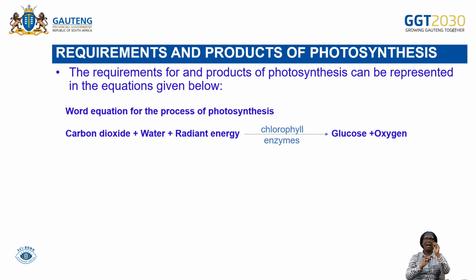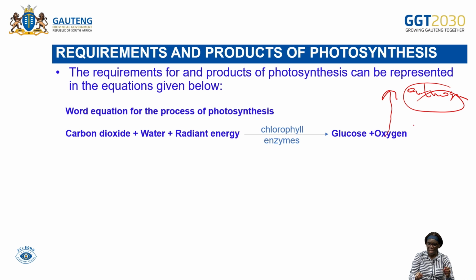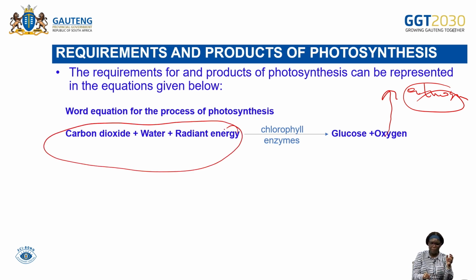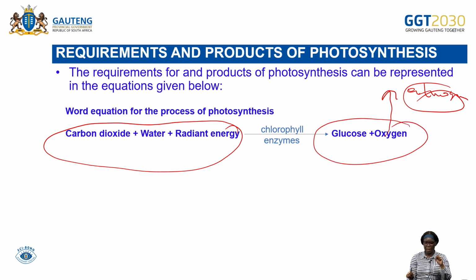Then you will say carbon dioxide together with water and radiant energy, with the help of chlorophyll and enzymes, will produce glucose, and oxygen will be released to the atmosphere. This oxygen will be released to the atmosphere as a byproduct. So this will be your requirements, and this will be your products.